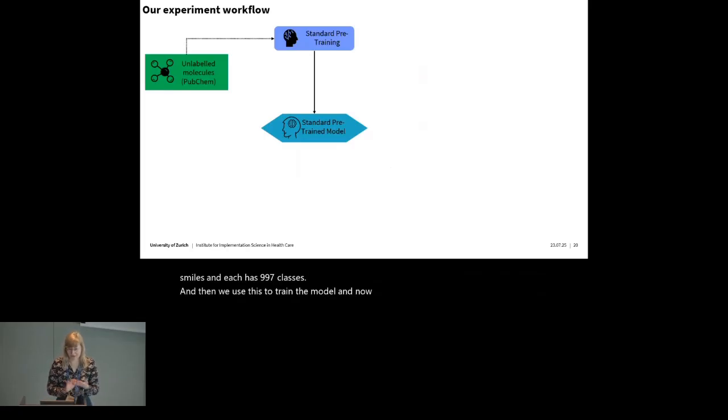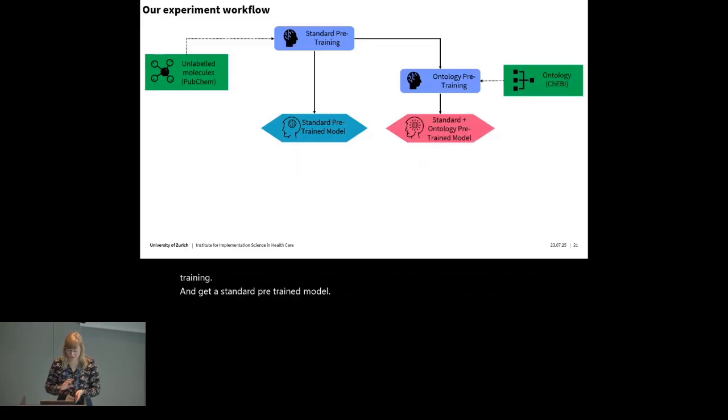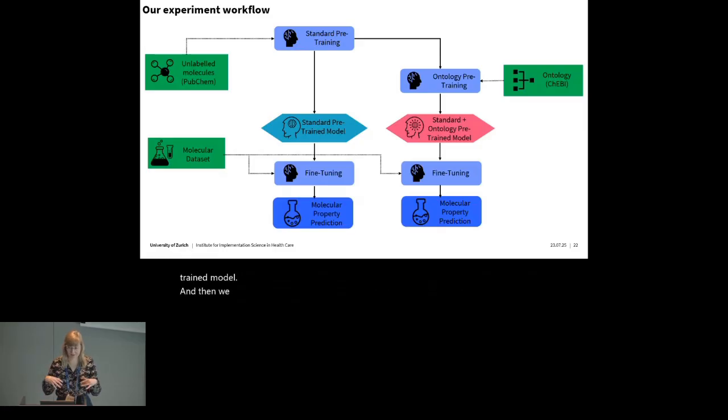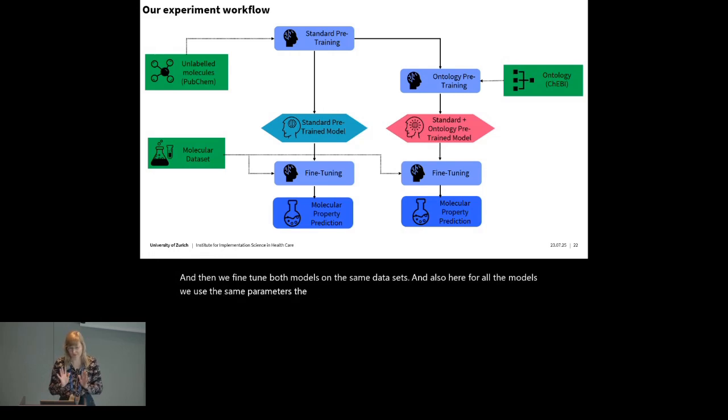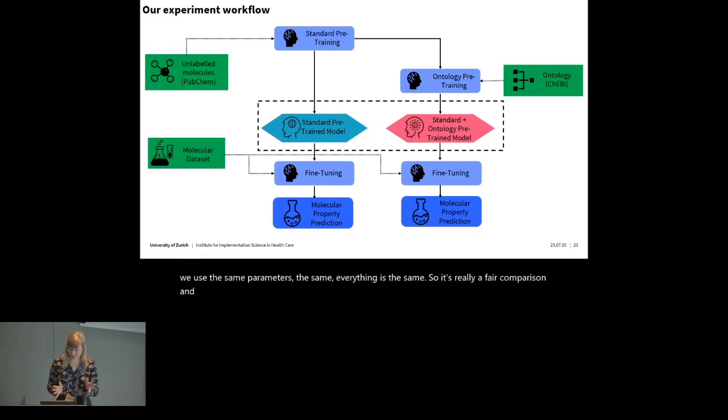And now we want to see if it actually works, if it helps. So our experimental workflow for that is as follows. First, we do the standard pre-training and get a standard pre-trained model. Then we use that to do the ontology pre-training, and we get the standard plus ontology pre-trained model. And then we fine-tune both models on the same data sets. And also here, for all the models, we use the same parameters, everything's the same. So it's really a fair comparison. And then we compare standard pre-training versus ontology and standard pre-training.